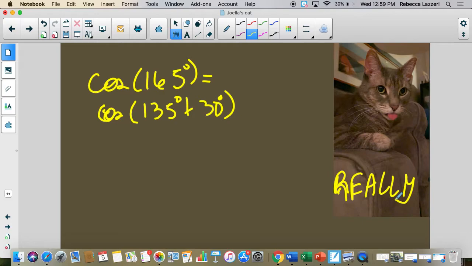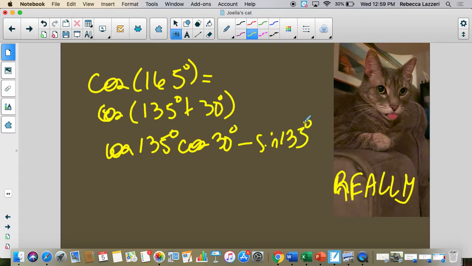So anyway, this is the cosine A plus B pattern that you looked at on the front of your page. So I'm going to say cosine A, cosine B, and it goes minus sine A, sine B.